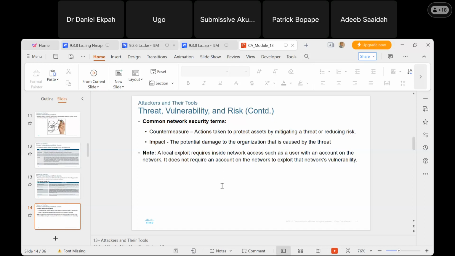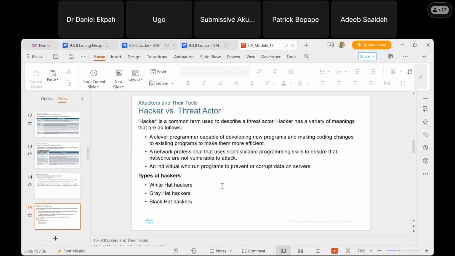You also note that an exploit may require inside network access, such as a user with an account on the network. It does not require an account on the network to exploit that network vulnerability. Usually, you should also notice that there should be some kind of local exploit which has to come from within. So here, you can see the countermeasures, the actions to protect, and then the impact, which is the potential damage. We'll just quickly look at hackers versus threat actors.